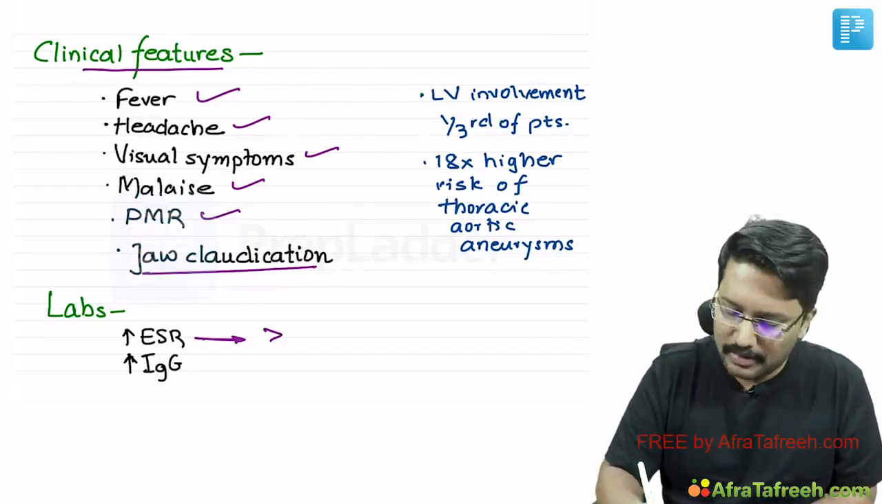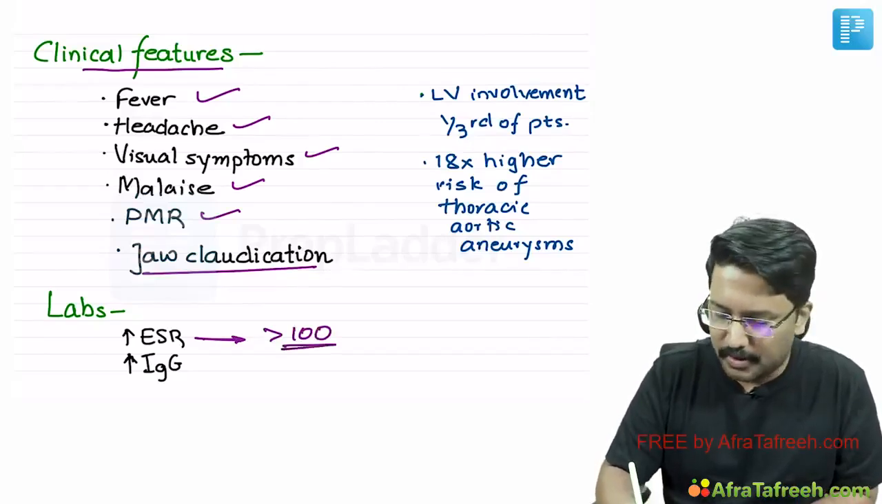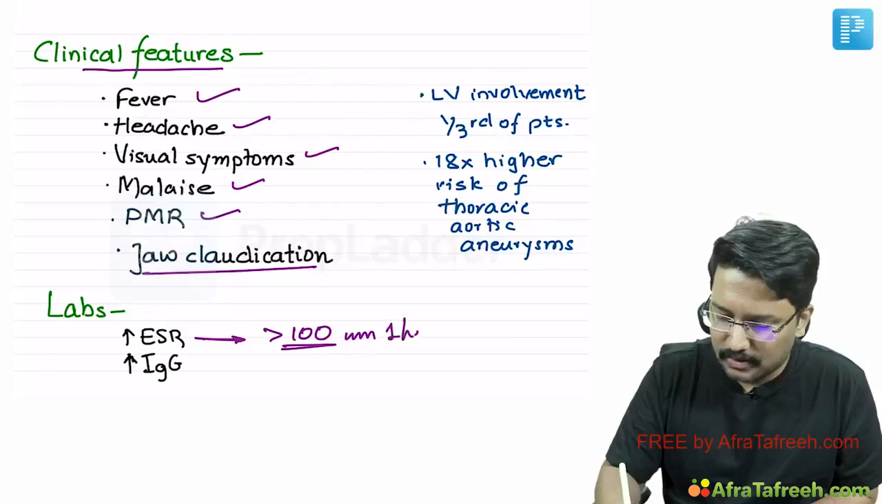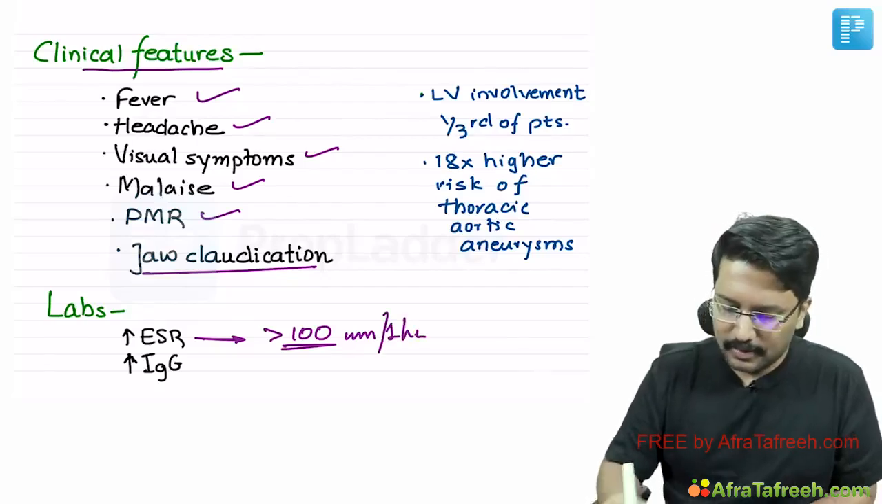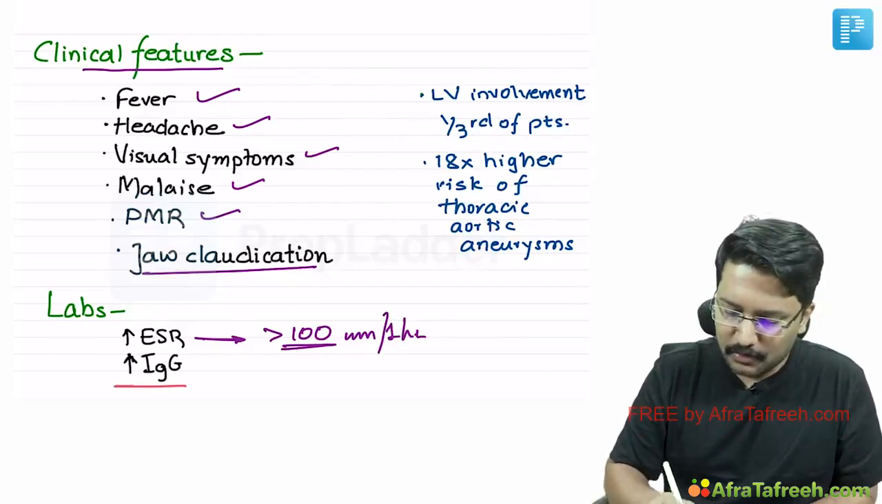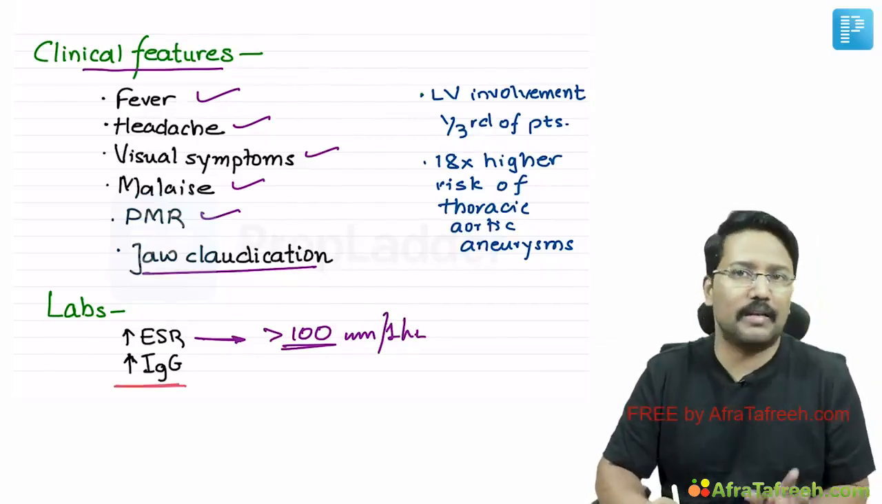So ESR often can be more than 100 millimeters in the first hour. Then another observation is that these patients often have increased IgG levels.